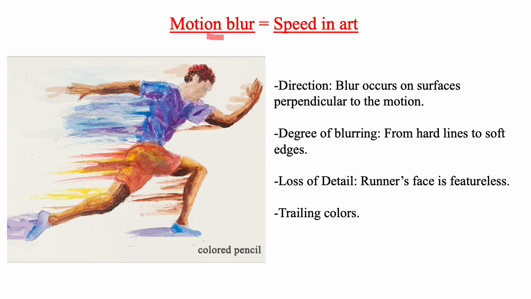Motion blur is a visual shorthand for speed in art. Here the lines trail horizontally behind the runner because they're following his movement, and they affect surfaces perpendicular to the motion, like his shirt and his pants. While I use bold, distinct marks here to emphasize the speed, in a realistic motion blur, there's typically soft edges rather than these long, hard lines.